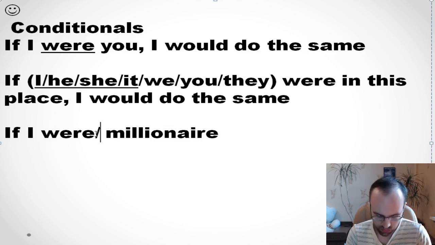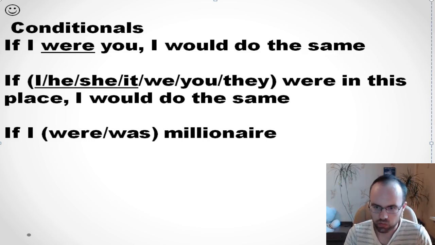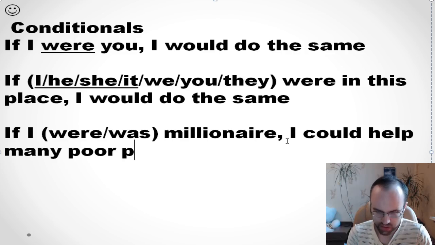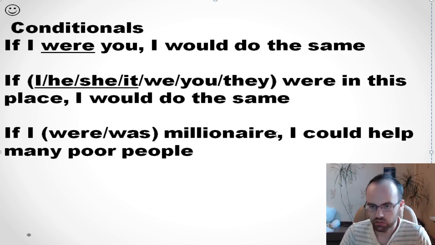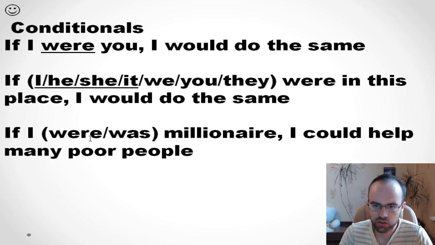or if I was, what will you choose? I would, or I could help many poor people, for example. Maybe someone thinks so, right? So if I was, or if I were, if we look at the usual rule, we say I, he, she, it was, we, you, they were. But it's about conditionals.